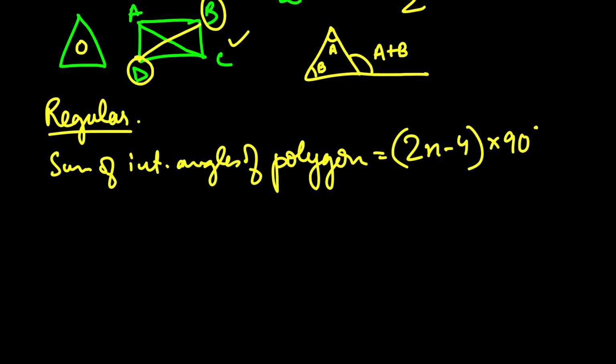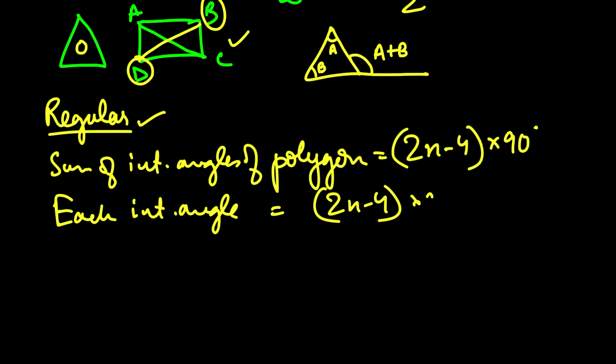But if it is a regular polygon, we can also find the value of a single angle. A single angle inside a polygon would be equal all throughout and can therefore be easily calculated by dividing by the number of sides. So each interior angle can be calculated as (2n minus 4) into 90 degrees divided by n. Okay, a very easy process.